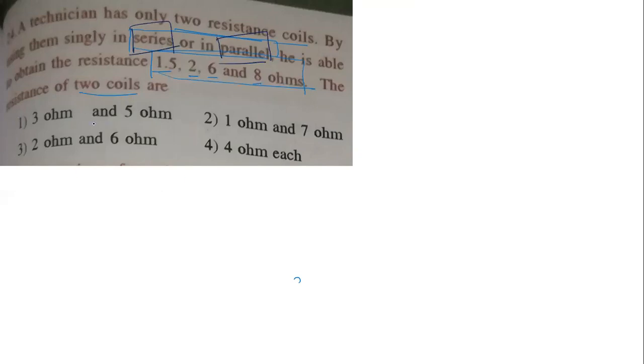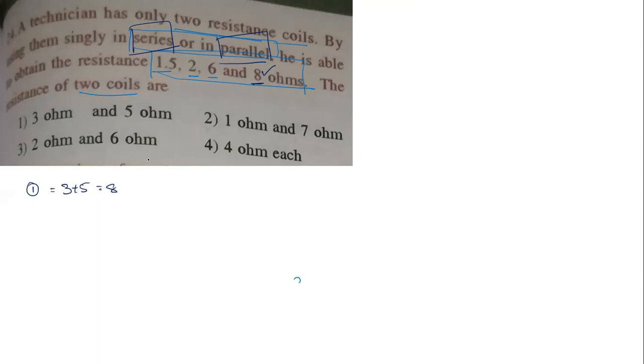If I take 3 and 5, the first option, I'll go for series combination first. 3 plus 5 becomes 8. Is there any possibility of 8? Yes, one possible 8 is there. One time we can get it by connecting in series combination.